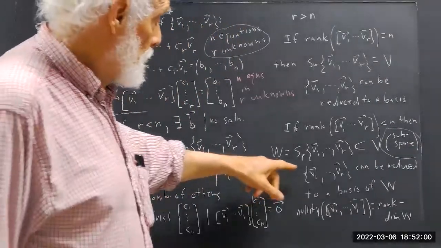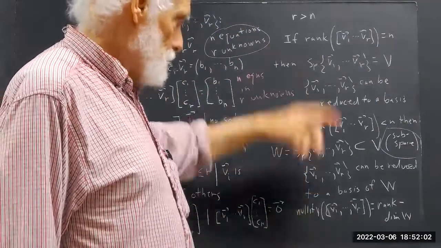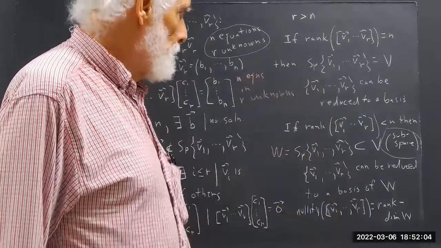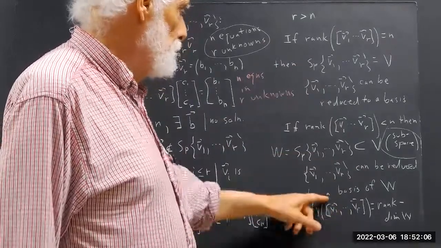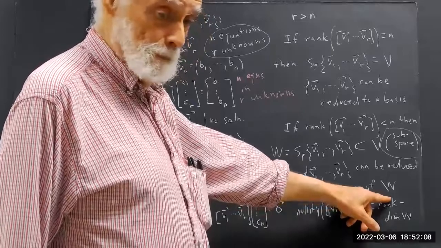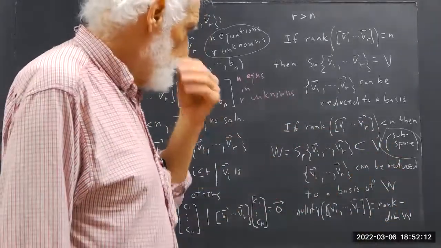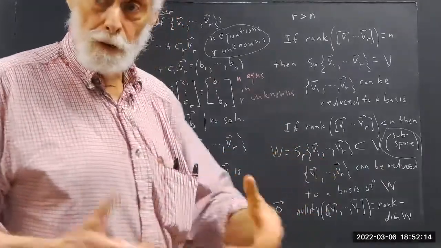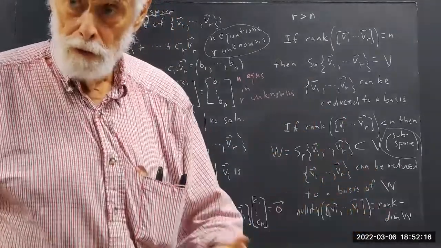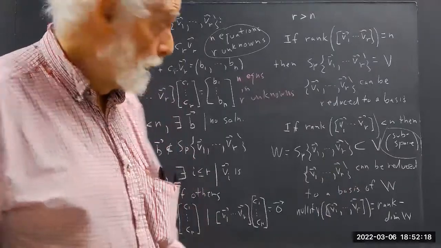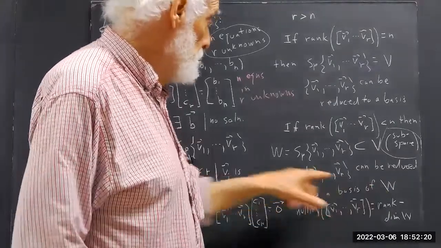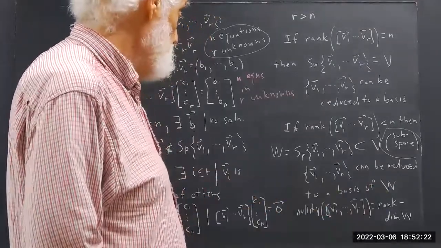Well, if that's true, then this set can be reduced to a basis of W, which is what I just described. Think about that. Just throw these things out until you don't have any more linearly dependent vectors within the set. And that's going to be a basis of this subspace.